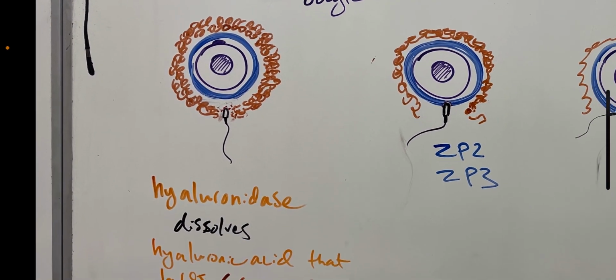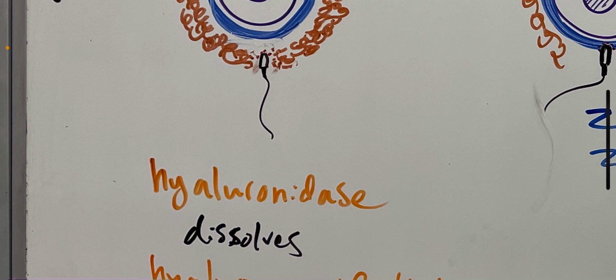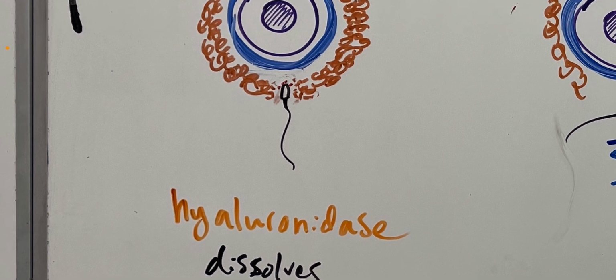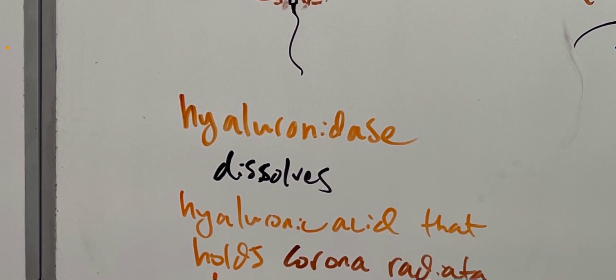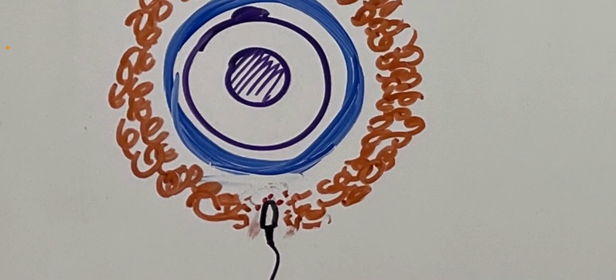So what will happen is that we have hyaluronidase, which is an enzyme in the cell membrane of the sperm's head, which dissolves hyaluronic acid, which is holding these follicular cells together. So these brown follicular cells are held together with this hyaluronic acid. We have an enzyme in the head of the sperm that will dissolve these connections between the cells, allowing the sperm easy access to the deeper layers of the follicle.